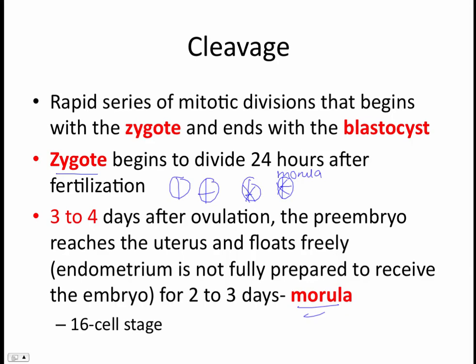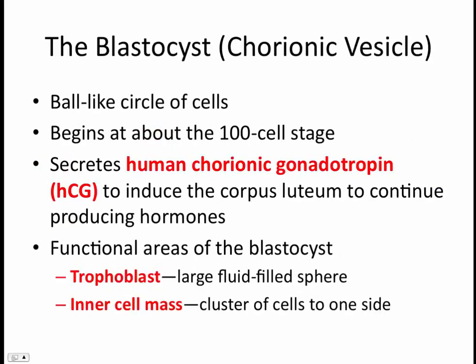But that division does not stop there. We're going to continue mitotic division of this exact same type of cell mass until it forms something that looks like a gumball machine filled with gumballs. And so we form this solid mass of cells, and each of these cells that we form inside are called blastomeres. At this point, it has been 3 to 4 days after ovulation, and this stage of the morula is going to enter into the uterus. However, it will not be implanted into the uterus just yet.